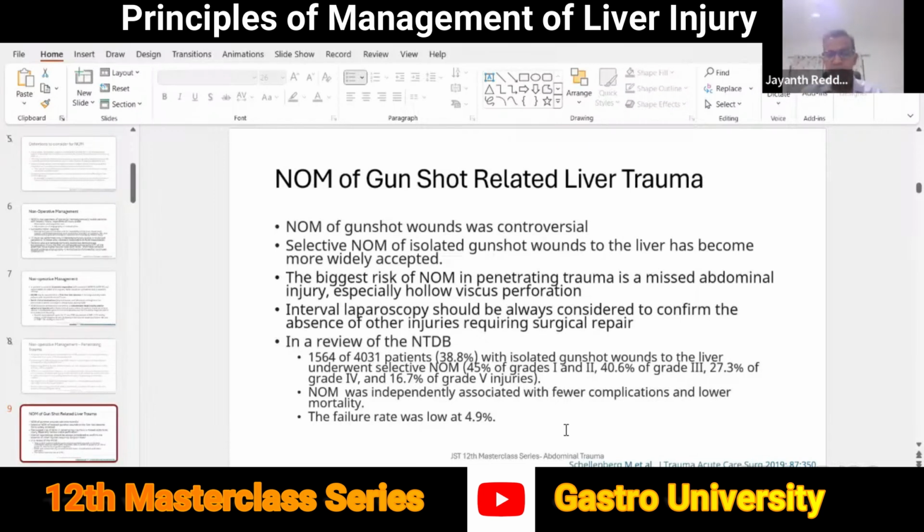And in a review of the National Trauma Data Bank, about 40% of patients with isolated gunshot wounds to the liver underwent non-operative management. They were of various grades, and about 55 to 60% were of grade 3 and beyond. And non-operative management was independently associated with fewer complications and lower mortality. The failure rate, though, of these non-operative managements in patients with gunshot-related trauma was about 5%.